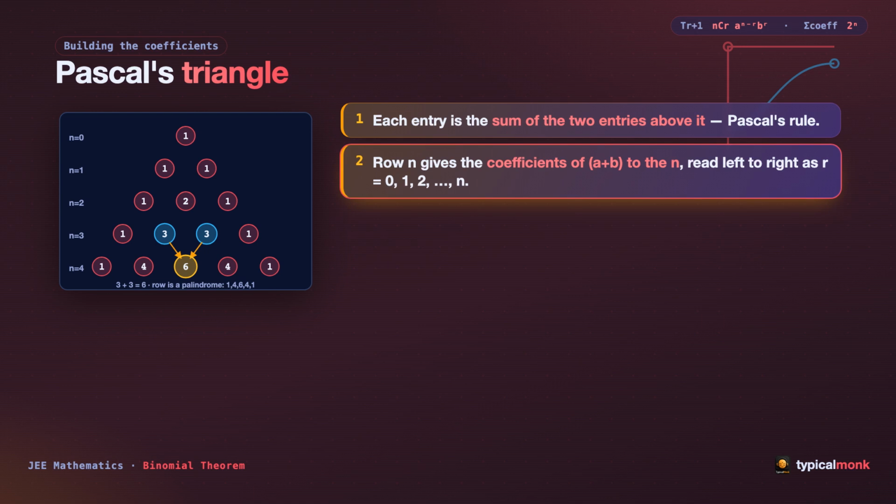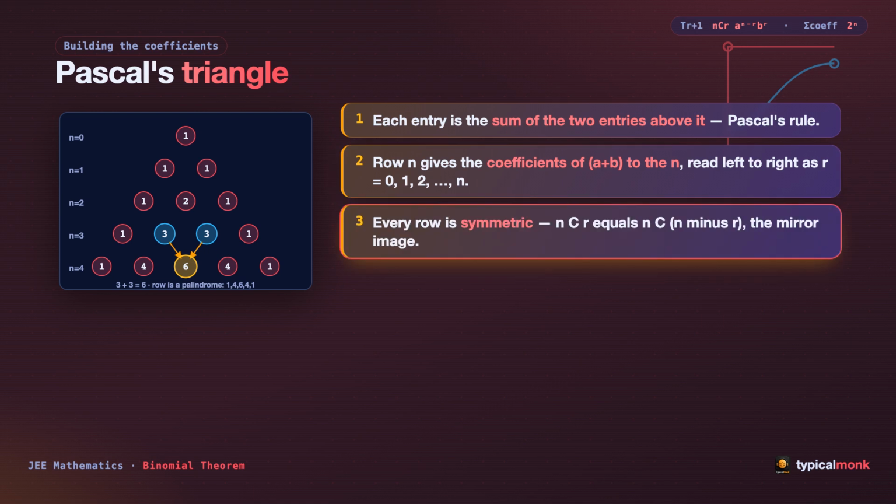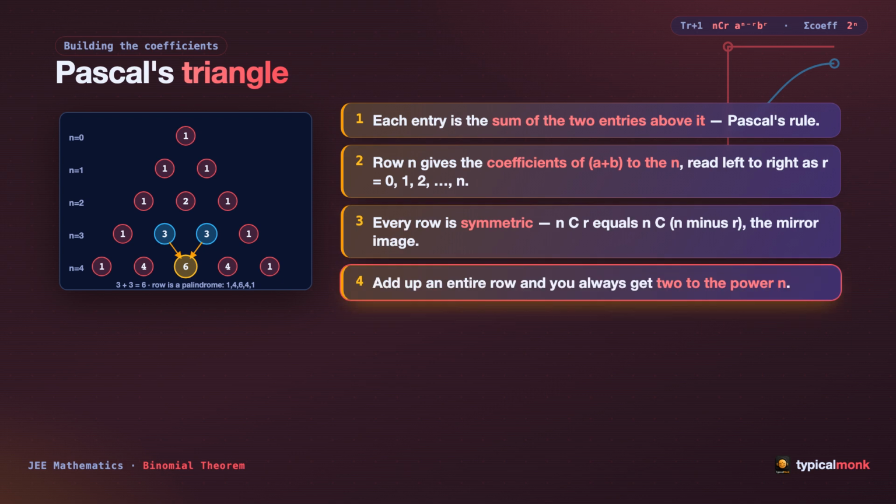Second, each row is not decoration. Row n gives you the exact coefficients of (a + b)^n. Read left to right as r equal to 0, then 1, then 2, all the way to n. Third, every row is symmetric. nCr always equals nC(n minus r). David likes to say, the triangle has a mirror running straight down its middle. And fourth, add up an entire row, and you always land on 2^n. The bottom row here, 1 plus 4 plus 6 plus 4 plus 1, is exactly 16. And 16 is 2^4.